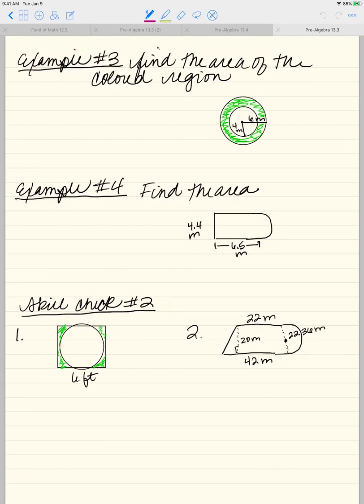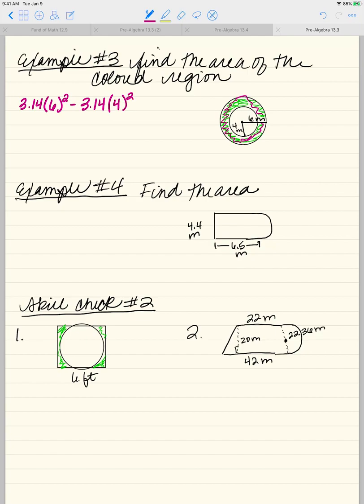Okay, moving right along in this lesson. Example number 3, find the area of the colored region. Okay, so what we're going to have to do is find the area of the larger circle and the area of the smaller circle, and we will subtract the area of the smaller circle from the area of the larger circle, because we only want to know this area here. Okay, so area of the larger circle is going to be 3.14 times 6 squared minus 3.14 times 4 squared.